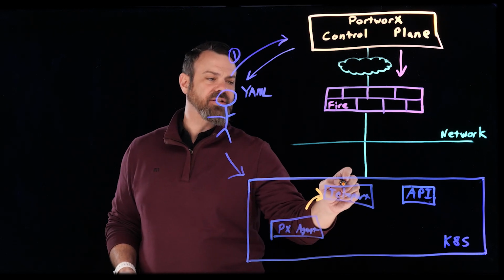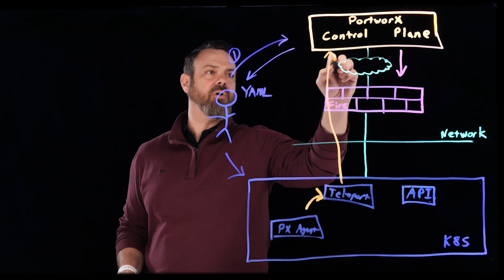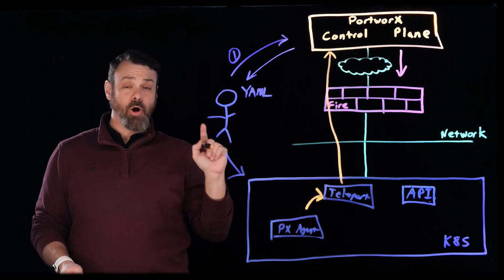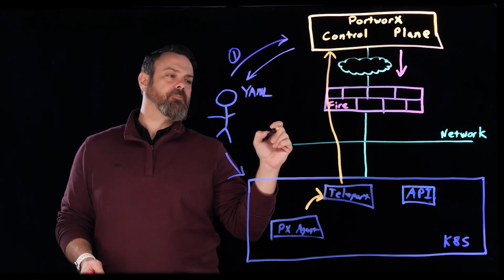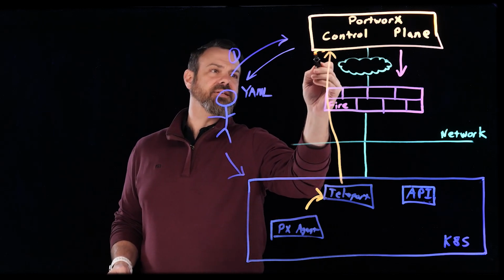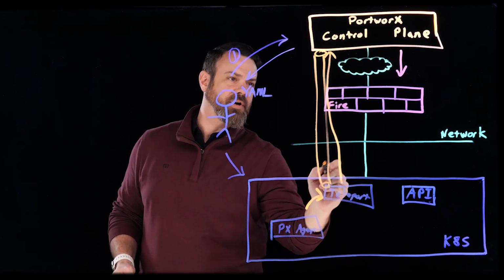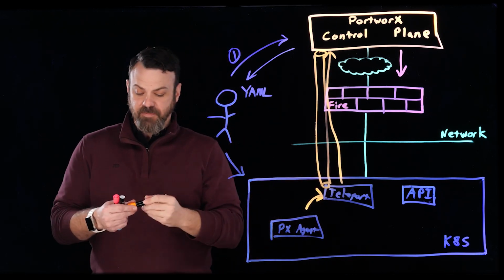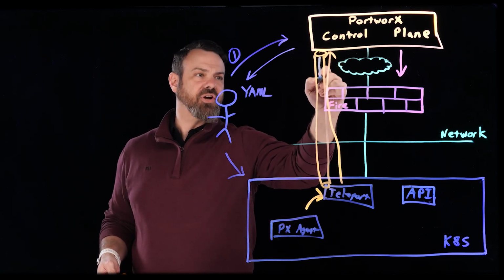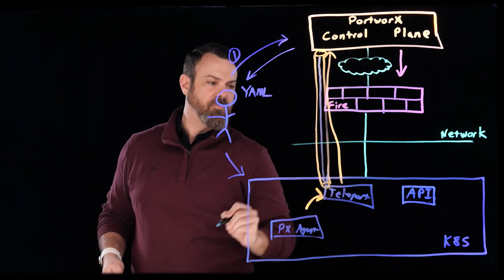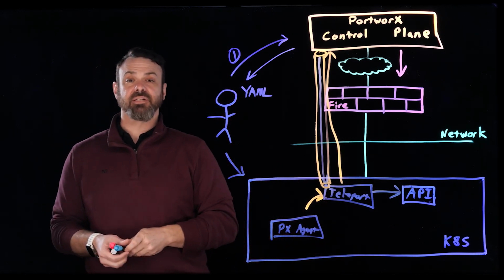The teleport agent then reaches out to the control plane here through the firewall in an outbound manner. And then once that's done, we create an SSH tunnel, basically back to your teleport agent. And at this point, we can then issue commands over this SSH tunnel back to teleport and over to the Kubernetes API so that we can make changes in the Kubernetes cluster itself.